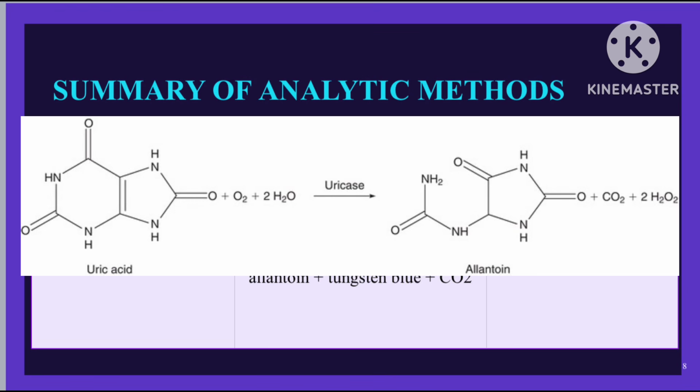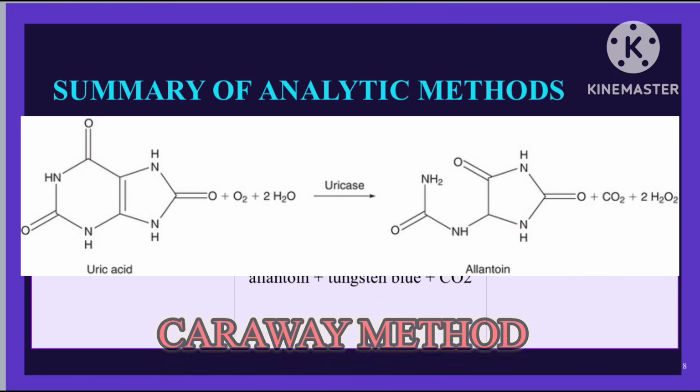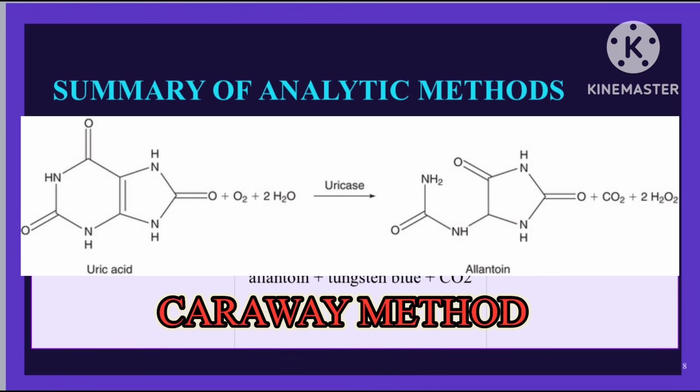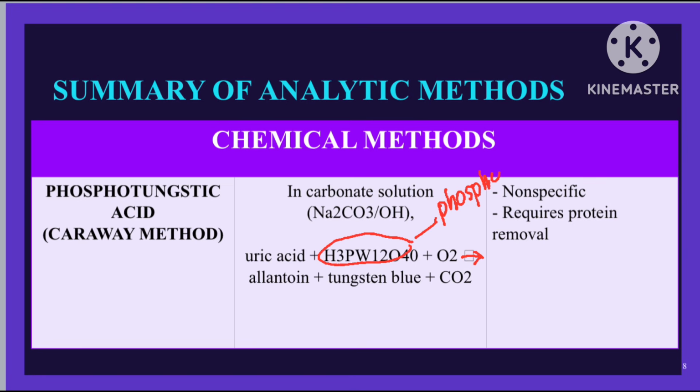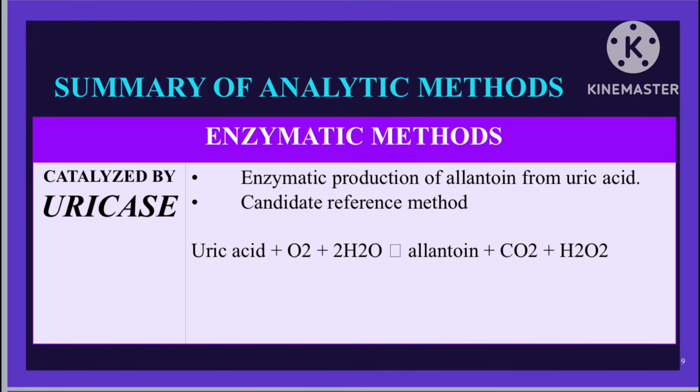And the most common method of this type is the Caraway method, which is, by the way, based on the oxidation of uric acid in a protein-free filtrate with subsequent reduction of phosphotungstic acid in alkaline solution to tungsten blue. However, class, even if this is the most common method, it is deemed non-specific and it's tedious because it requires protein removal. We also have different enzymatic methods in order to determine uric acid.